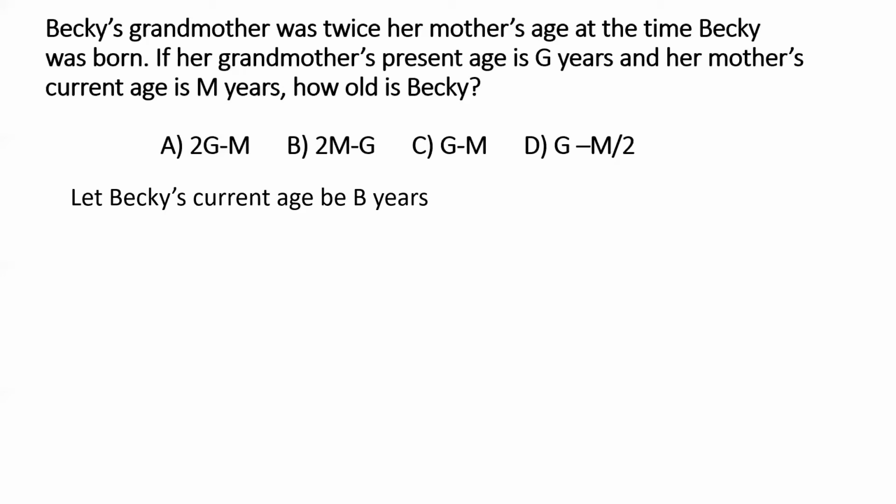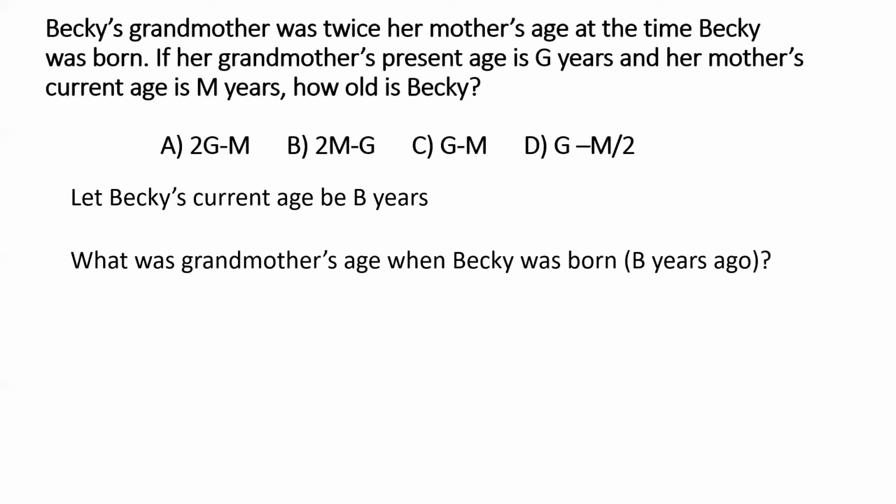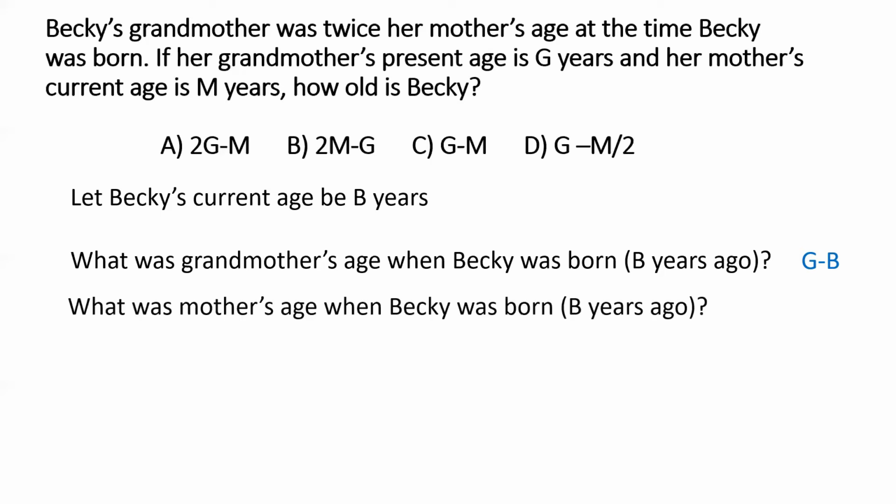So, what was Becky's grandmother's age at the time Becky was born? Well, we know that the grandmother's current age is G years. So at the time Becky was born, which is B years ago, because Becky's current age is B years, Becky must have been born B years ago. So grandma's age would have been G minus B, because grandma's current age is G years. So B years ago, her age was G minus B. And in the same way, Becky's mother's age at the time Becky was born was M minus B.